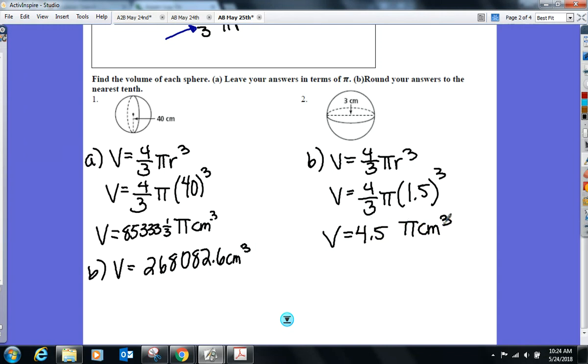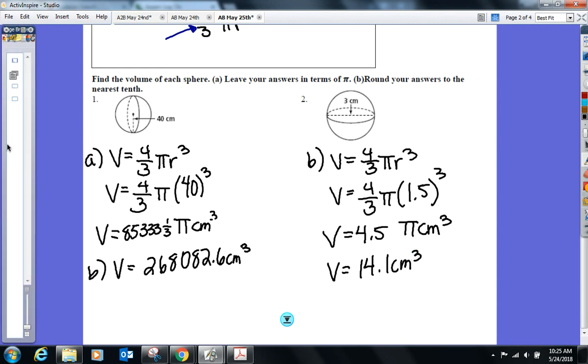Just don't start writing down what I am writing down. Make sure you can do this in your calculator, and then turn it into the nearest tenth. So I do 4.5 times pi, round to the nearest tenth, 14.1 cubic centimeters. All right, so a little work with volume and surface area. Now what I'm going to go to in the next couple questions is actually use both at the same time.